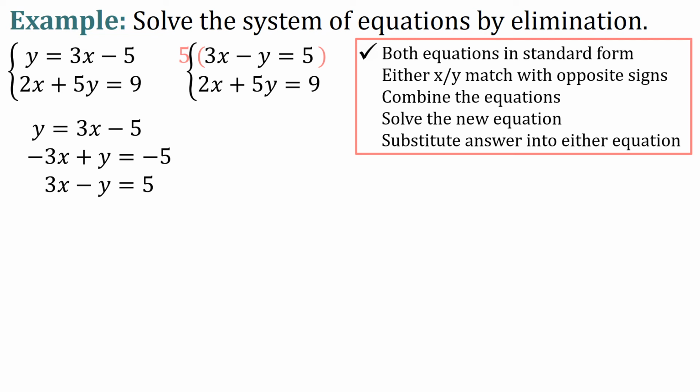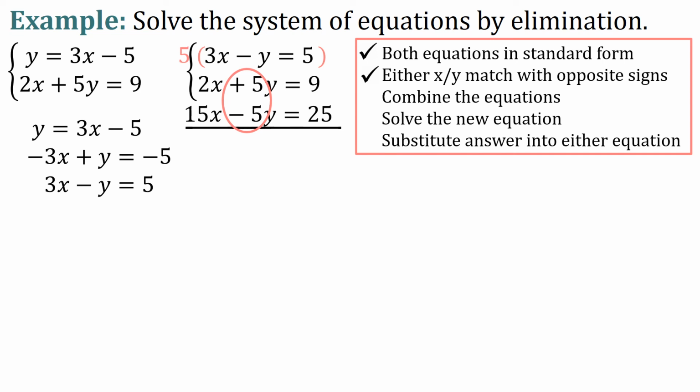I'm going to distribute 5 to everything inside the parentheses. 5 times 3x is 15x. 5 times negative y is a negative 5y. 5 times 5 is 25. Now I see that I have a positive 5y on the top and a negative 5y on the bottom. My y's match and they have opposite signs. This is key because we're going to see how it helps us eliminate in just a second. So my x or my y match. In this case, it's my y and they have opposite signs.